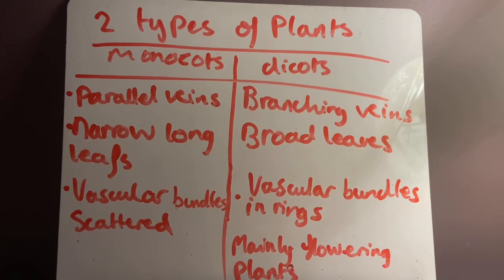There are two types of plants, monocots and dicots. Monocots have parallel veins, whereas dicots have branching veins. Monocots have narrow long leaves, dicots have broad leaves. In monocots, the vascular bundles are scattered. In dicots, the vascular bundles are in rings. And dicots are mainly flowering plants.